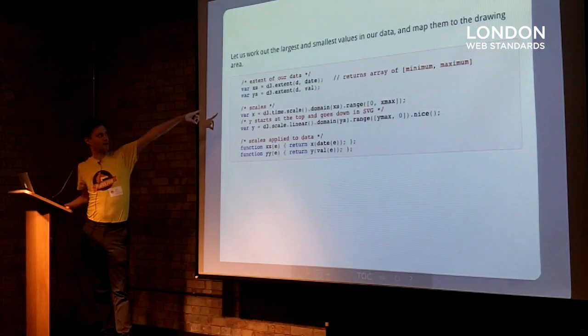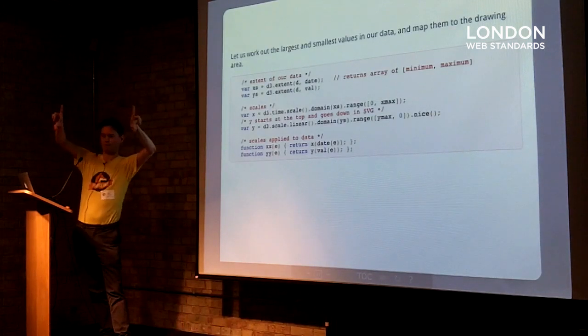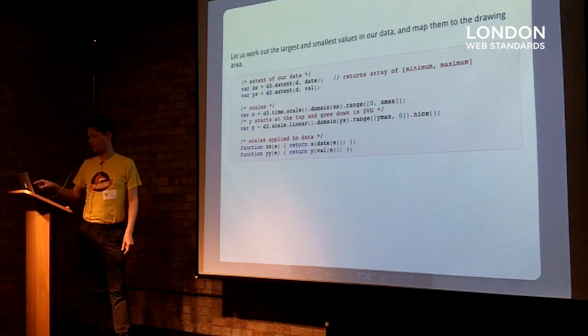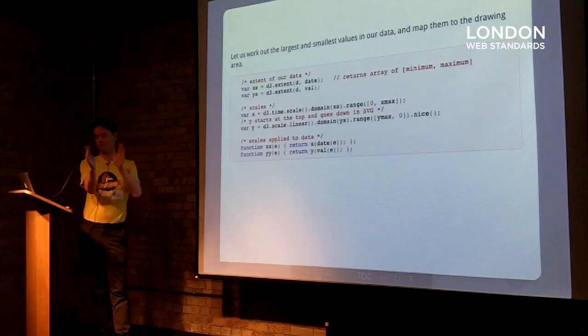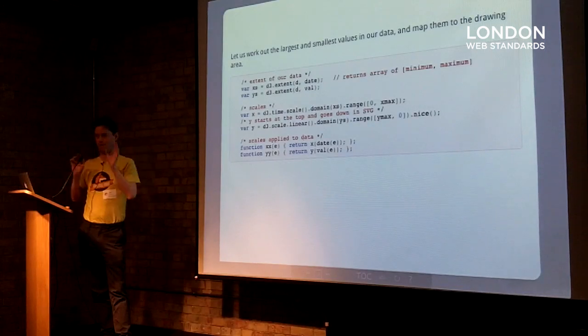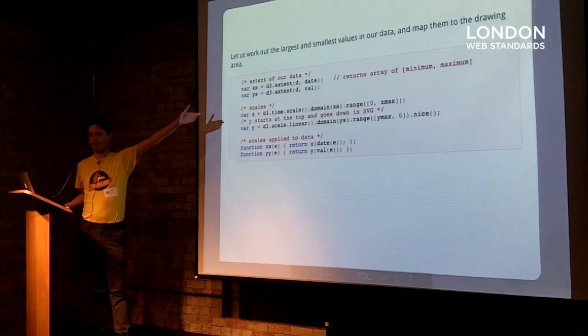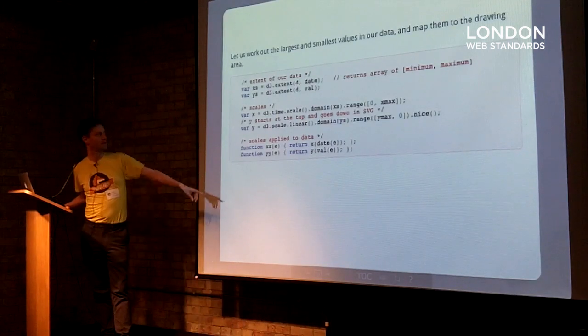Next thing we're going to do is look at our data and see the range of dates and the range of values in it, because we want our data to fit in what we're drawing. So extent simply returns a minimum and maximum of an array. It's just a useful D3 function. Again, D3 has all these useful functions that are helpful for the domain of drawing stuff.